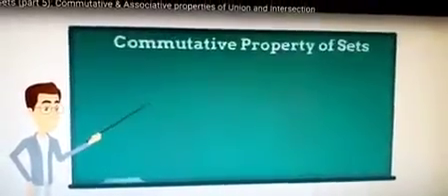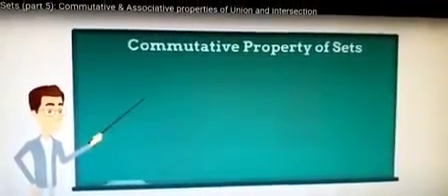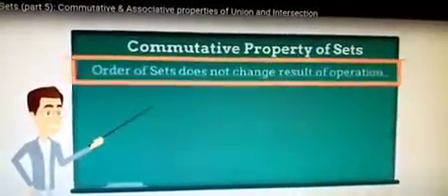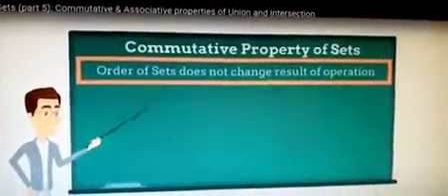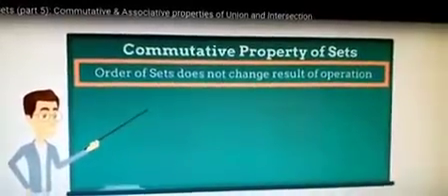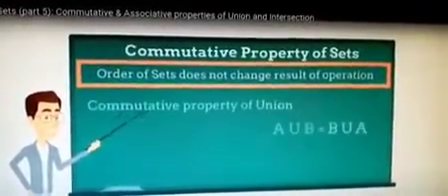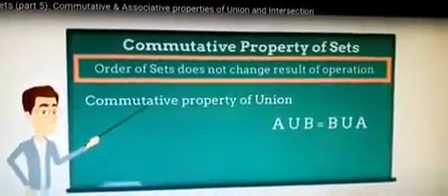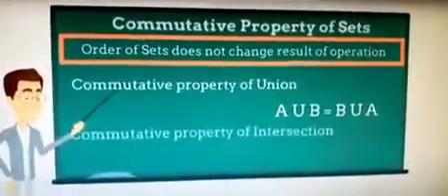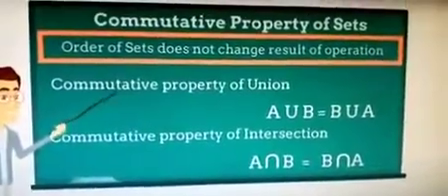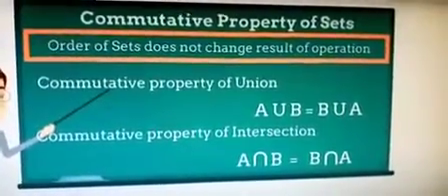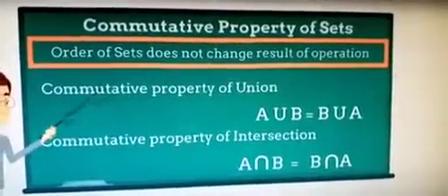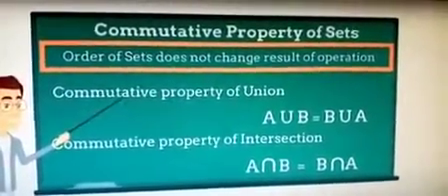Sets. The commutative property for union and the commutative property for intersection says that the order of the sets in which we do the operation does not change the result. In other words, we can say whether we write A union B or B union A, it is the same. Similarly, if we write A intersection B or B intersection A, it is also the same. Let's prove this property with the help of examples.